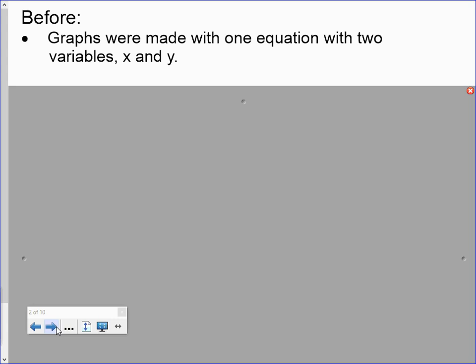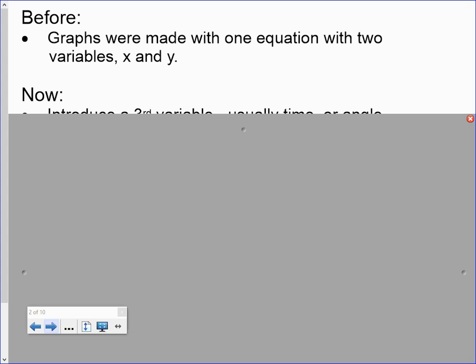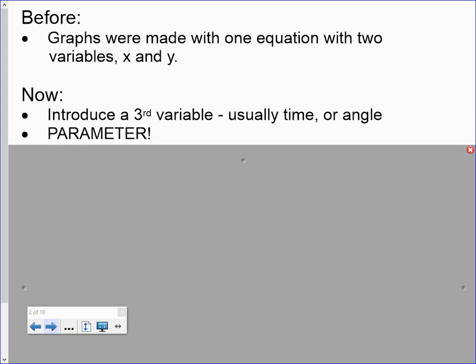So before, we usually graphed things that had one equation and essentially two variables, an x and a y. Now, we know that we could change those variables, like maybe if we were doing exponential growth or decay, we might change our x to t because it represents time. But essentially, we were just doing one equation with two variables. Okay. Now, in this section, we're going to introduce a third variable.